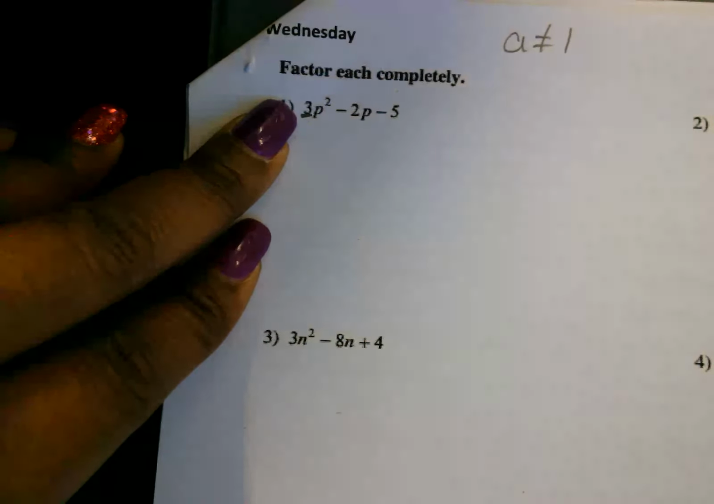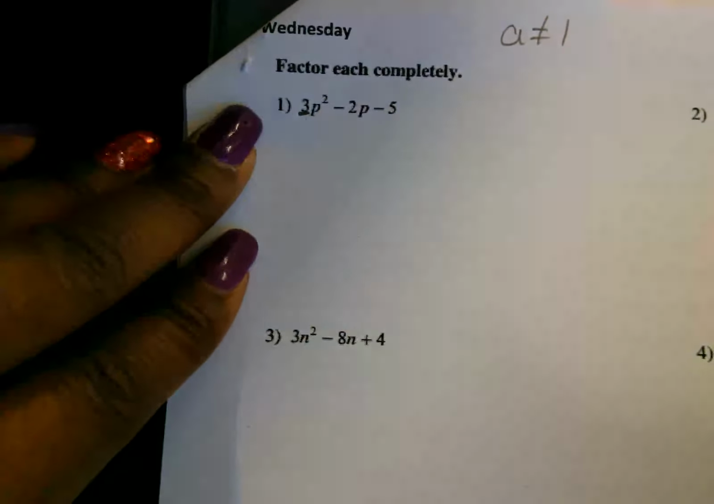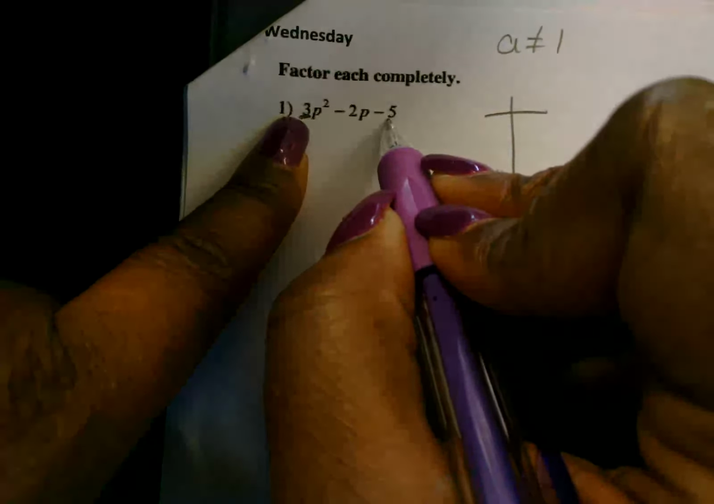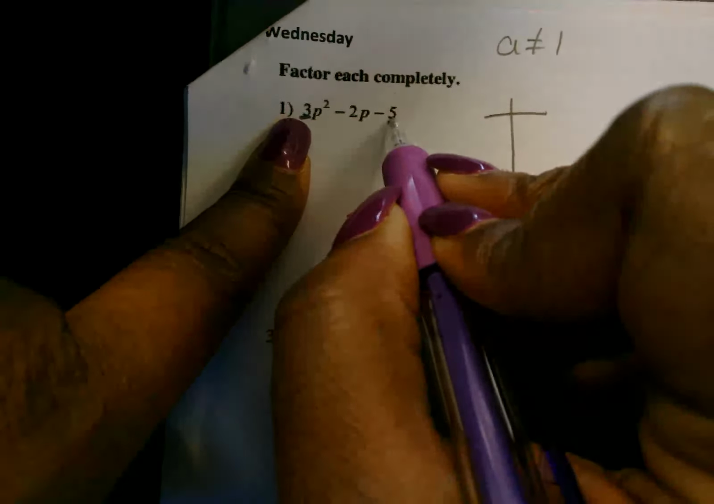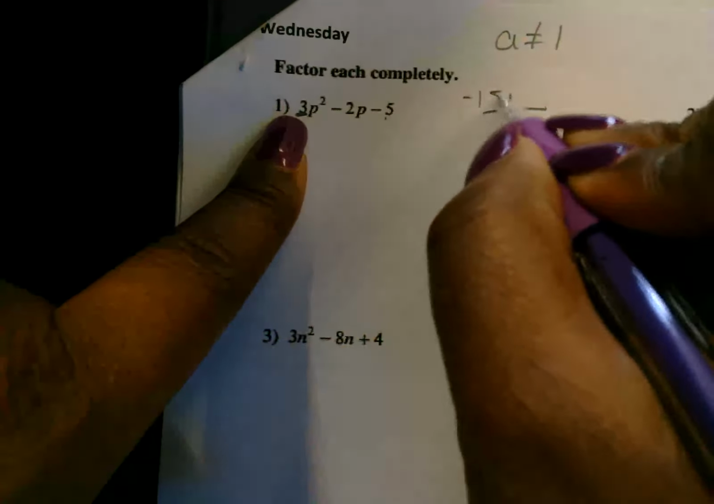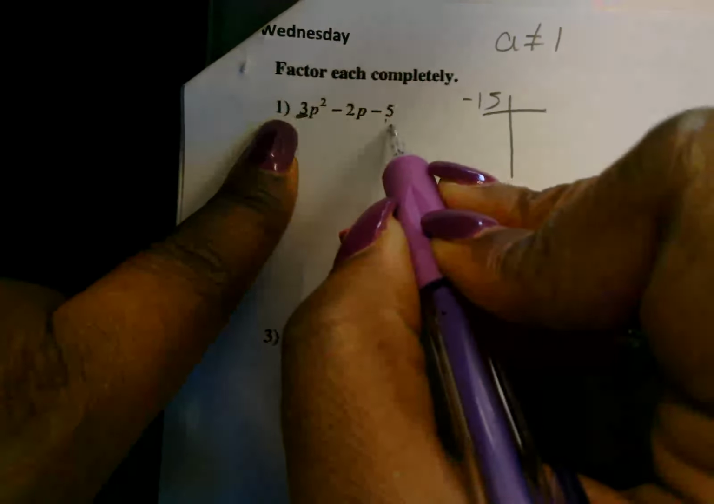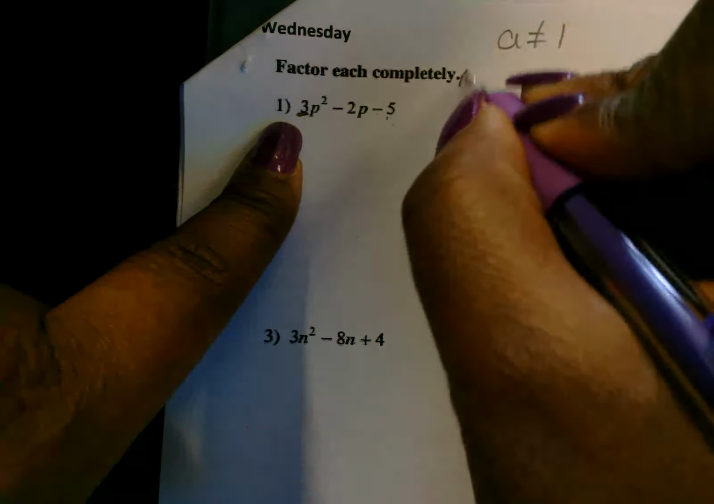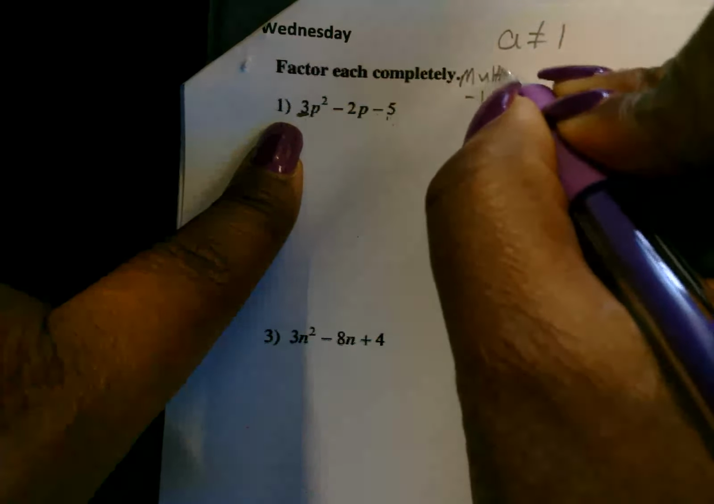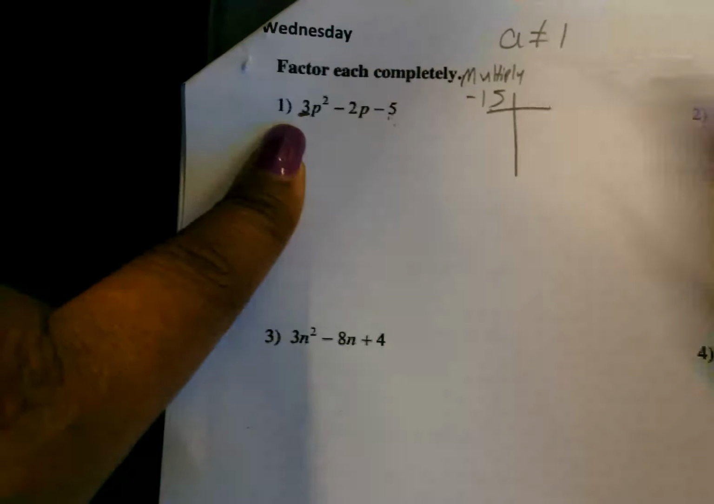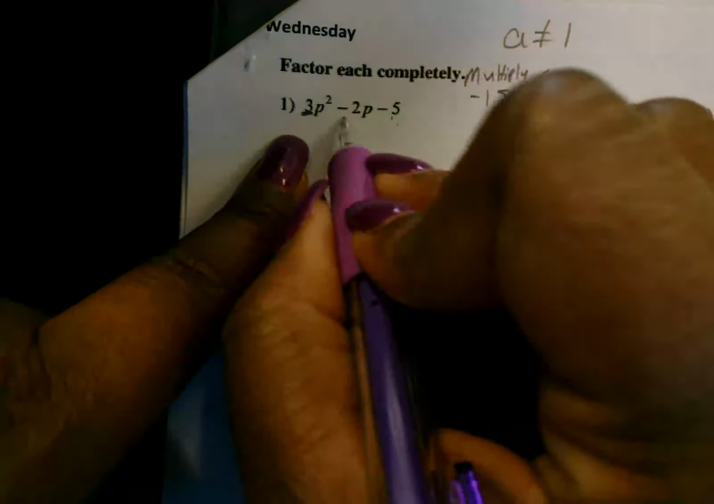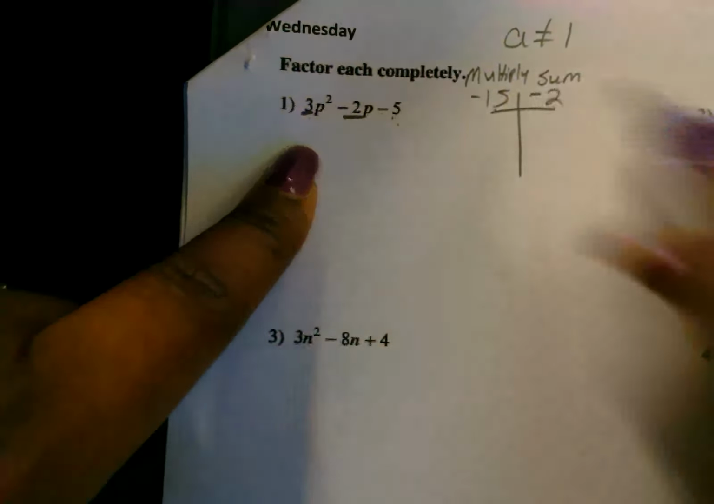So you factor these a little different. The first thing that you're going to do is multiply the first and the last number, the leading coefficient and the constant, together. The leading coefficient is 3 times a negative 5 is negative 15. So multiply this first number and this last number together, and that gives you a negative 15. Think about what numbers can be multiplied together to give you a negative 15, and when you add them, you get the middle number of a negative 2.